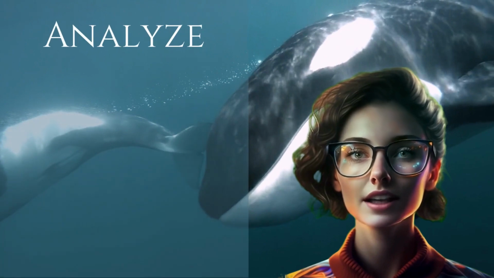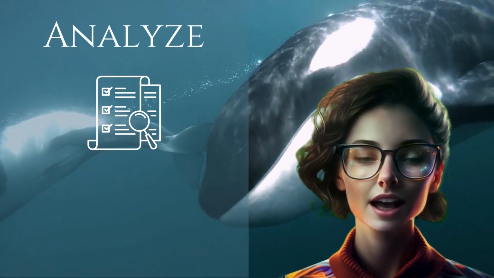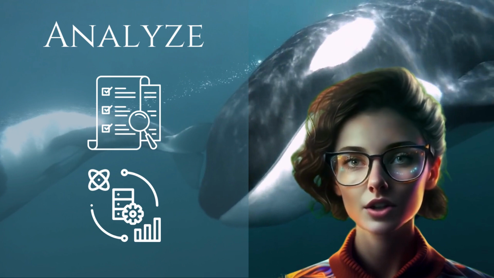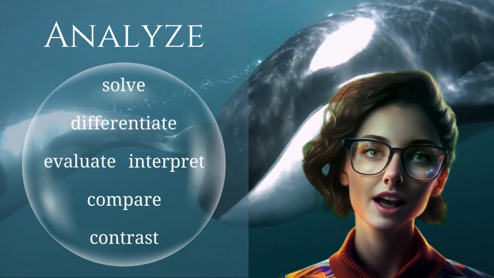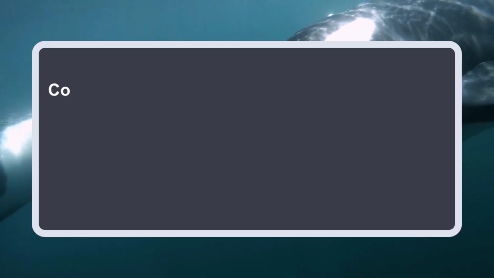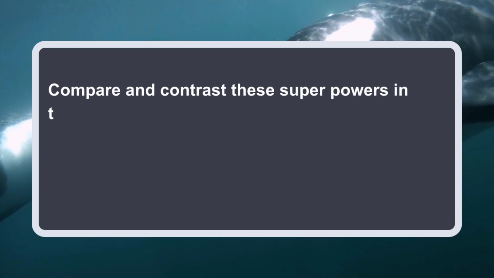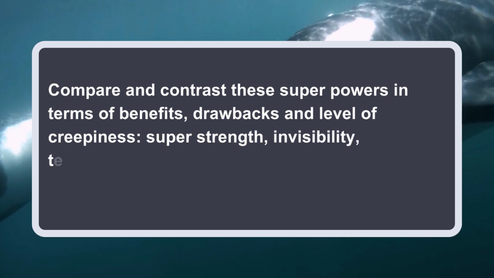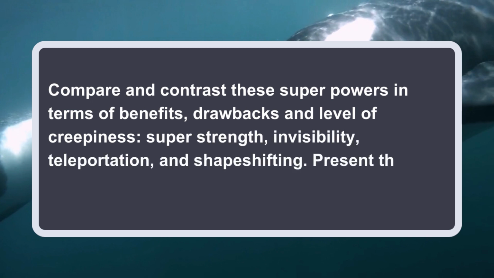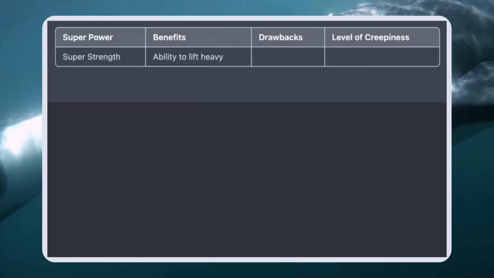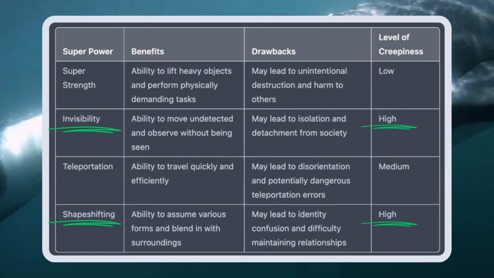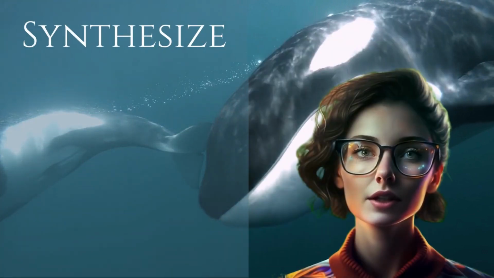Now let's talk about analyze. These tactics are about examining and interpreting information to uncover insights about features, patterns, relationships, and more. See if you can identify the tactics in this prompt example. Compare and contrast these superpowers in terms of benefits, drawbacks, and level of creepiness: super strength, invisibility, teleportation, and shape-shifting. Present the results in a table. And here's what we get when we run it. This analysis suggests that invisibility and shape-shifting are creepy. What do you think?